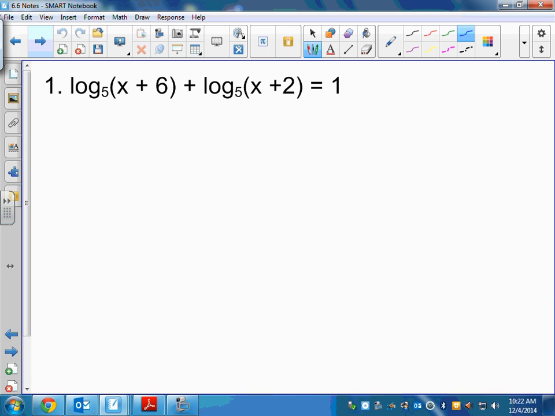Just jump in here and solve some problems. The big thing is just be aware of the rules and don't make up your own rules. That's what tends to happen in math class, right? Like we just make up our own things that aren't true.